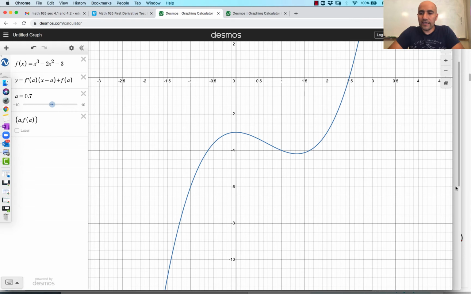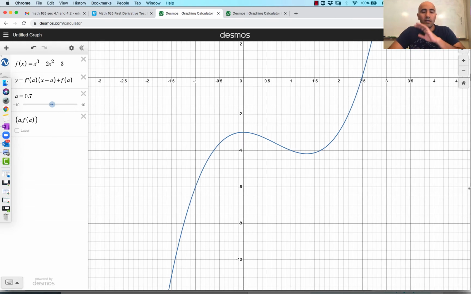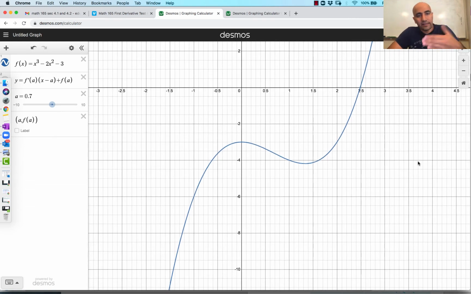Okay, so here's the exact same graph using Desmos. I like Desmos for certain reasons. I like the other one for certain reasons. But anyway, it's the exact same graph. As we see, I just changed the scaling a little bit.